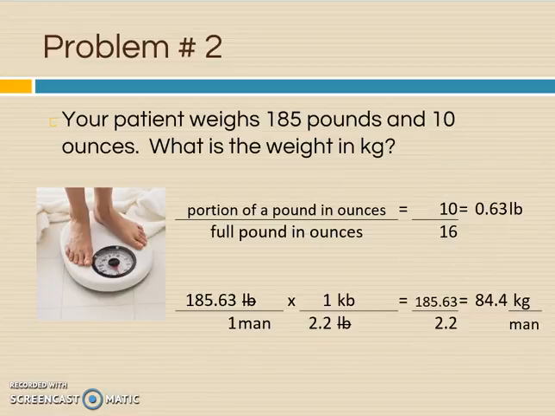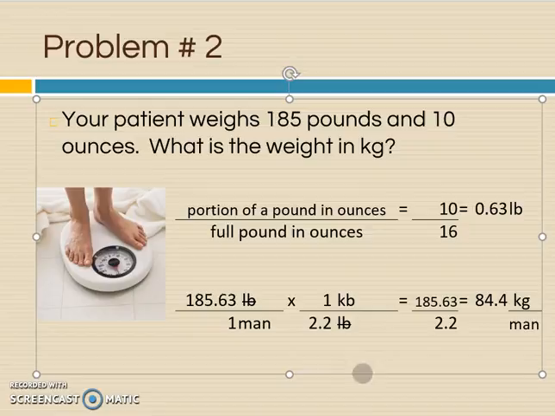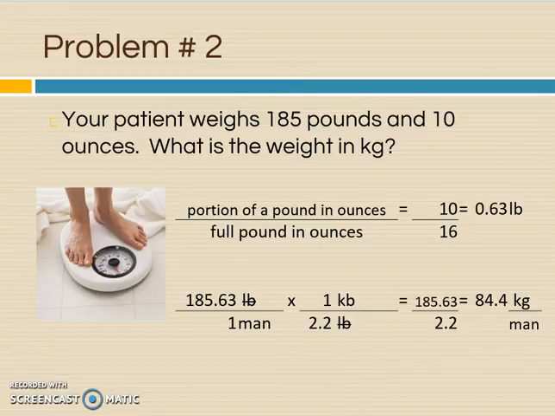And here we have 185.63, and 1 kilogram is worth 2.2 pounds. And so we have 185.63 over 2.2, and this comes out to 84.4 kilograms worth of human being, person, man.